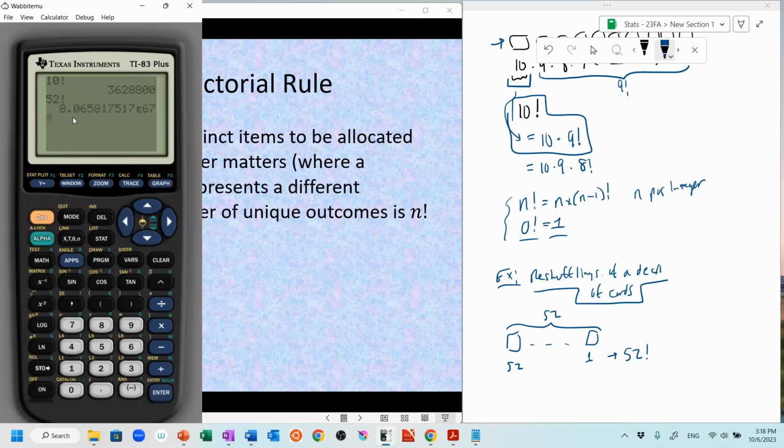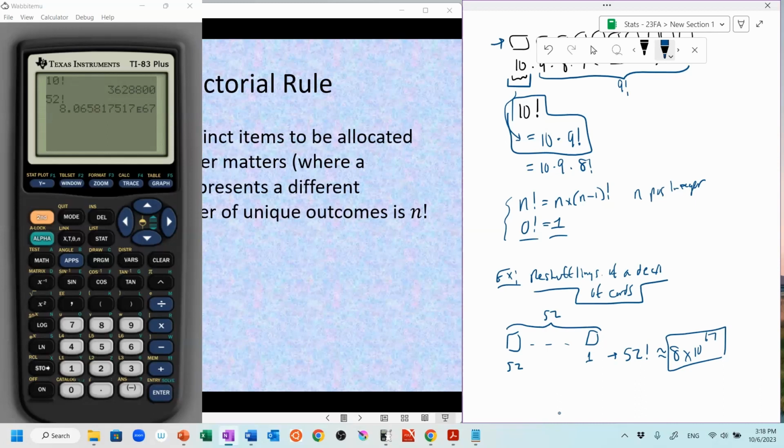And I see that I have this kind of strange result. I have 8 point something, E67. That E means times 10 to the power. So this is 8 times 10 to the power 67. Again, this is an enormous number.